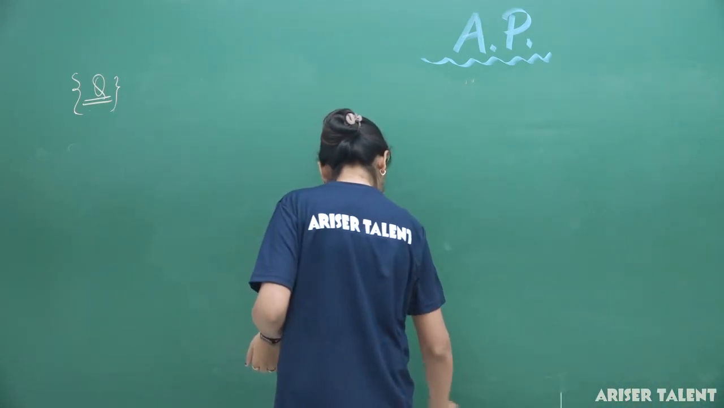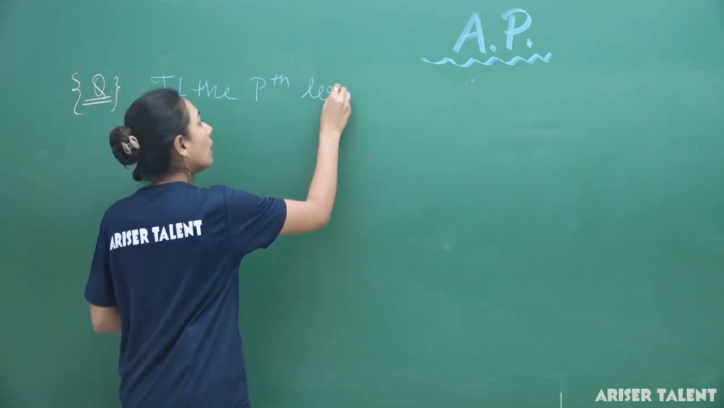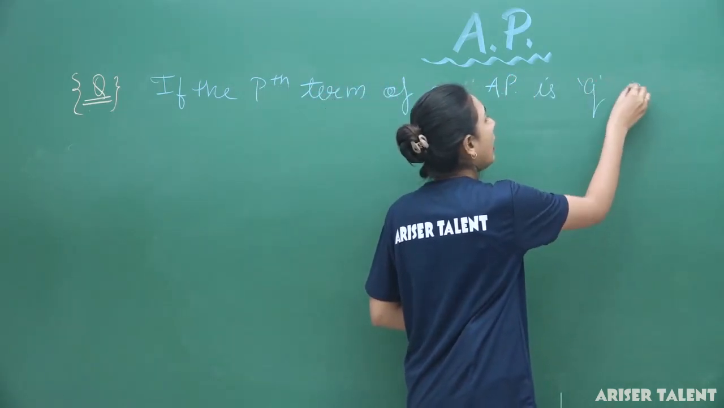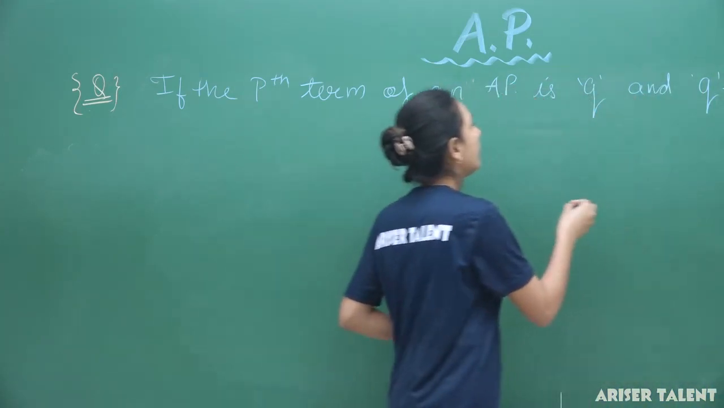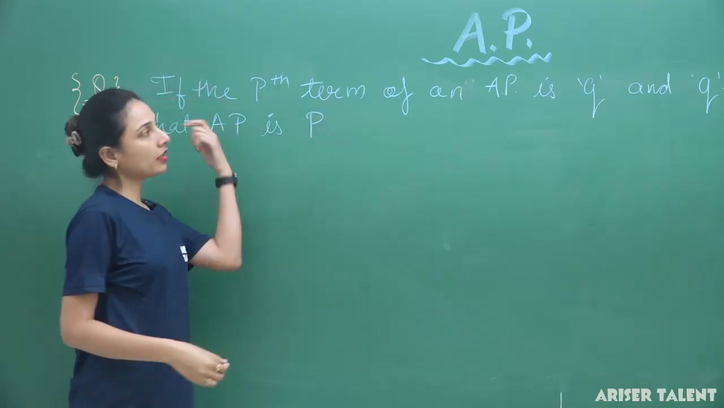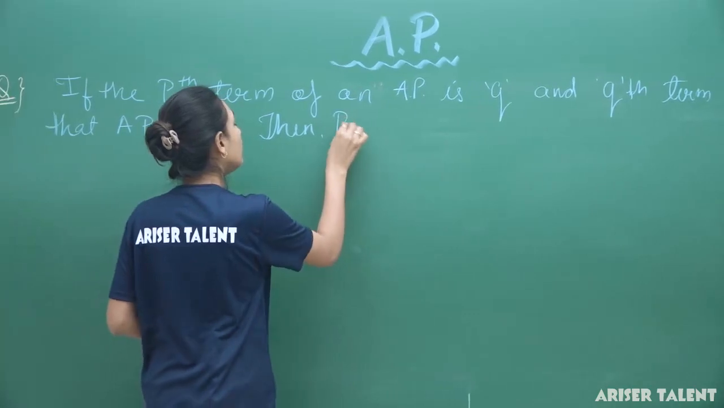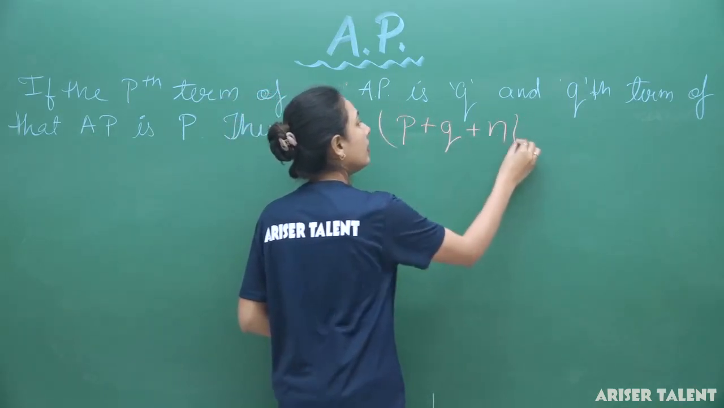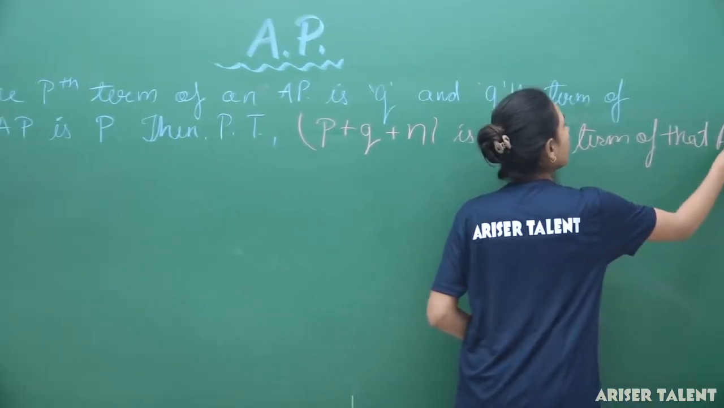Now with the second question. The next question is: if the pth term of an AP is Q and the qth term of that AP is P, then prove that the nth term of that AP is P plus Q plus N. This is your question now.